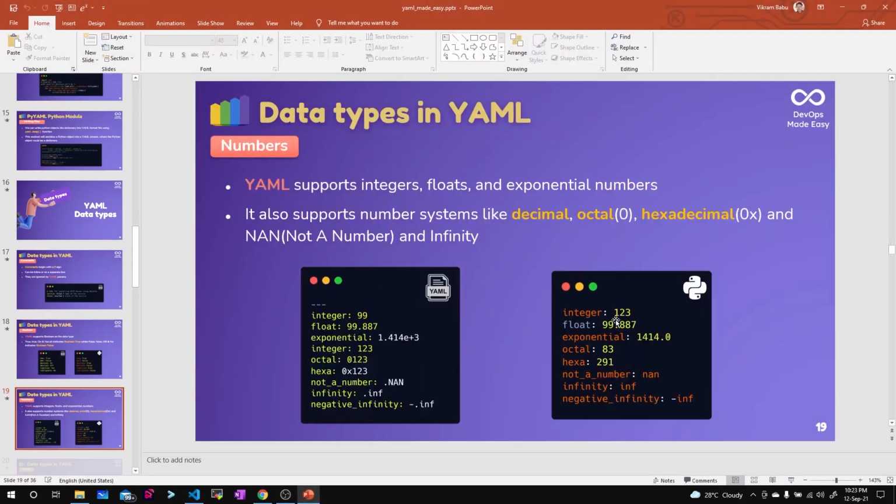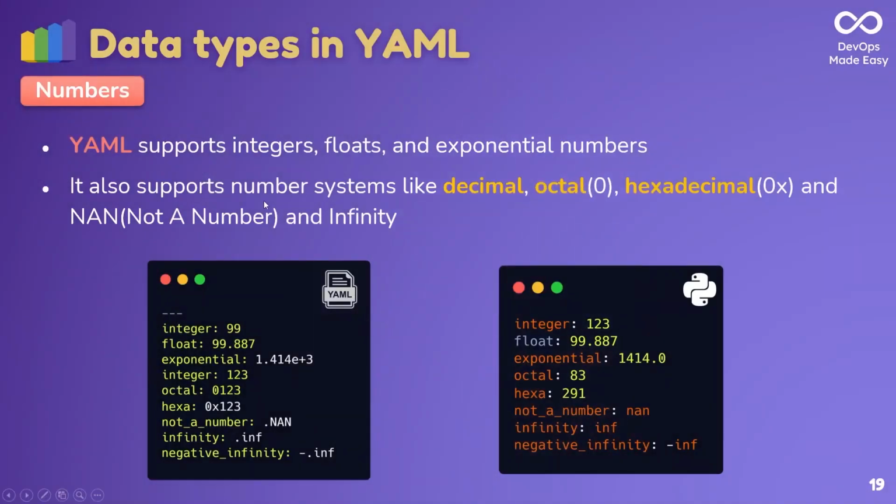So now let's go to the other data type, which is the numbers in YAML. YAML supports integers, floats, and exponential numbers. It also supports numeric systems like decimal, octal, or hexadecimal. We can also give infinity and not-a-number values. All are supported in YAML.